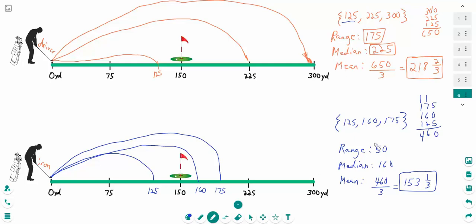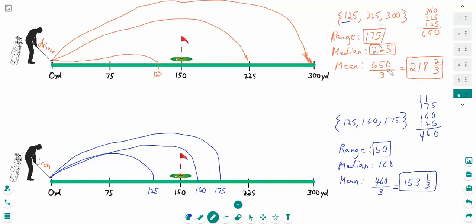Now, if we look at the iron, we have a range of 50, which is a lot tighter. That means our shots were a lot closer together, right? And if they're closer together, that's a good thing, because then we won't be as far off. If the target we're aiming for is within the range of the shots, we could be at most 50 yards off, and that's it. So that's not so bad.